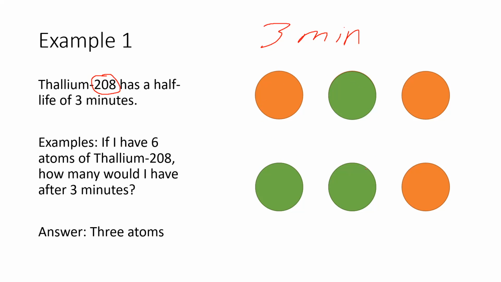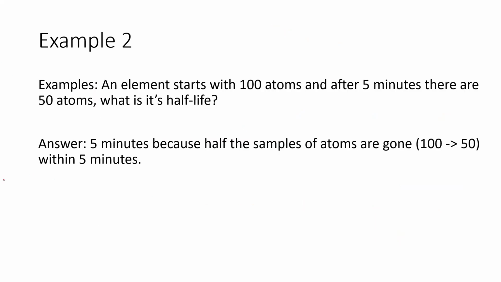If you did it again, now you have 3. After another 3 minutes, how many would be left? Well, there'd be 1.5. However, we don't really do 0.5s because obviously an atom exists as a whole. So it could be 2, could be 1. That's how we work out half-lives. If you were to get an example in an exam, it would be a nice clean number, like 6, you have 3 left over. It could be, if I have 1,000 atoms of thallium-208, how many would I have after 3 minutes? You'd have 500.